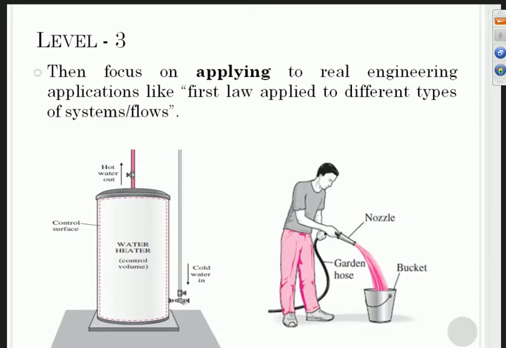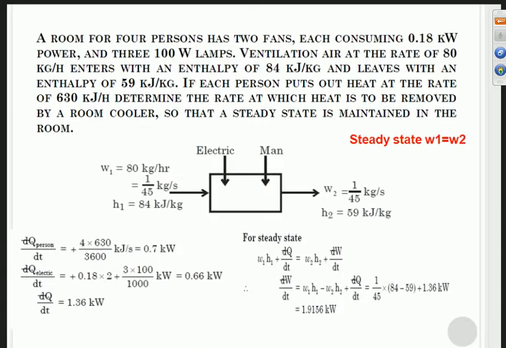So let us consider one example here and walk through fast. A room for 4 persons, the room indicating the system, has 2 fans, each consuming 0.8 kilowatt power, and 3 100-watt lamps.